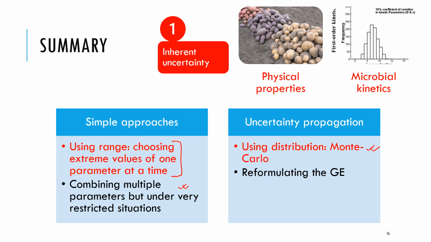The other choice, reformulating the governing equation to get uncertainty propagation, and then combining multiple parameters, those are the fancier approaches that need more training and more resources. These methods here are more comprehensive. They provide a more complete picture of what is to be expected, what values are likely, and what range would be possible. But these are more computation compared to the simple approaches.